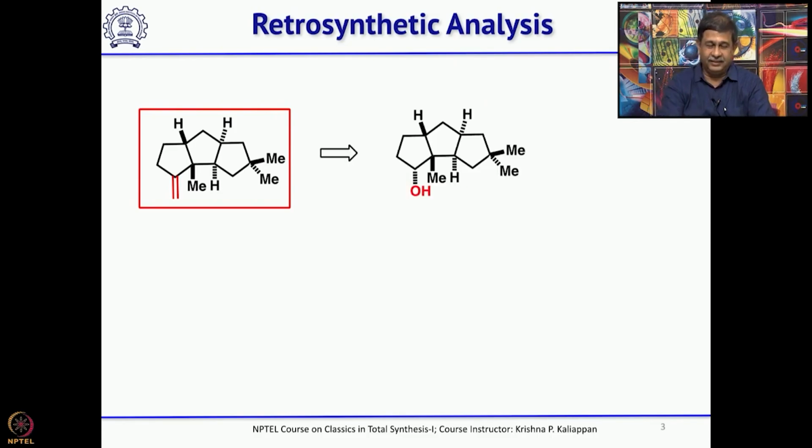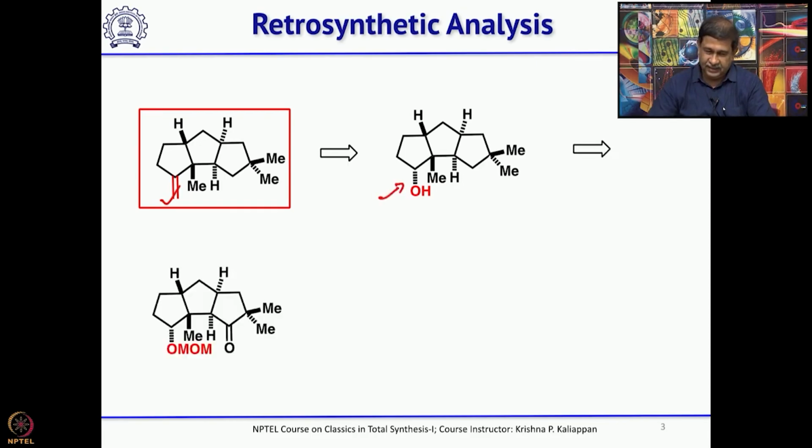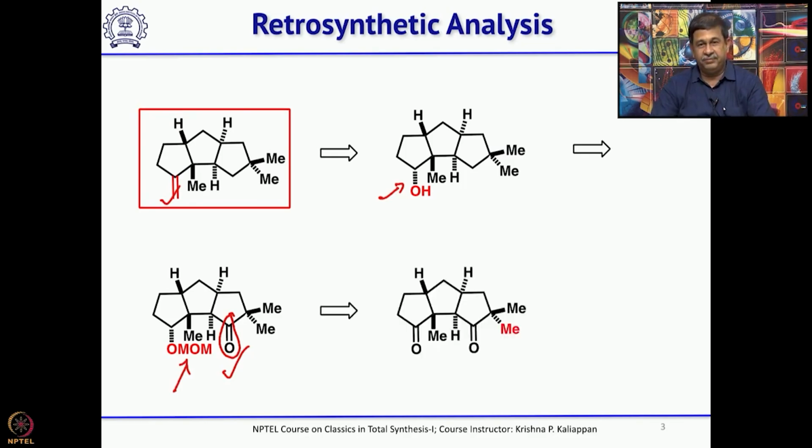As you know, when you have a double bond, the double bond can be obtained from an alcohol via oxidation and Wittig reaction, and this can be obtained from this keto intermediate. This keto intermediate is required, which we will come to know when we talk about the synthesis. So, you can remove the carbonyl group in 2 to 3 steps, and at the same time, after doing that, you can remove the MOM group to get the hydroxyl, and this can be obtained from the diketone.